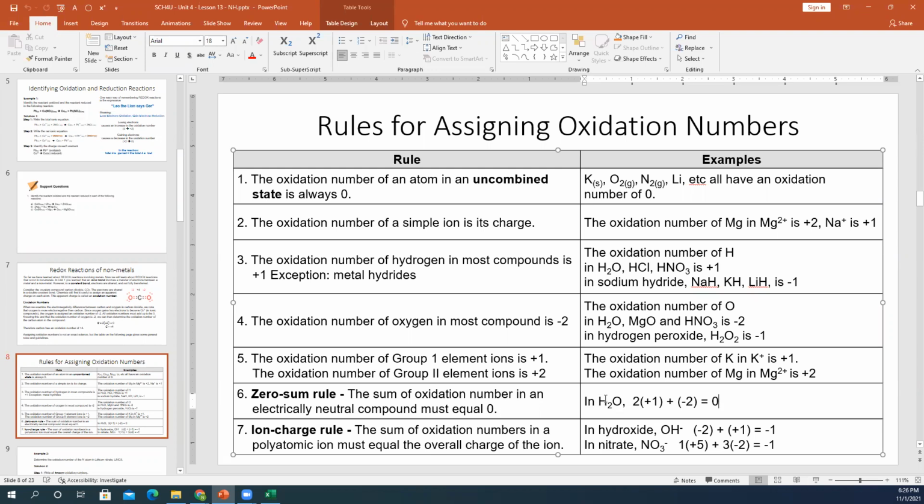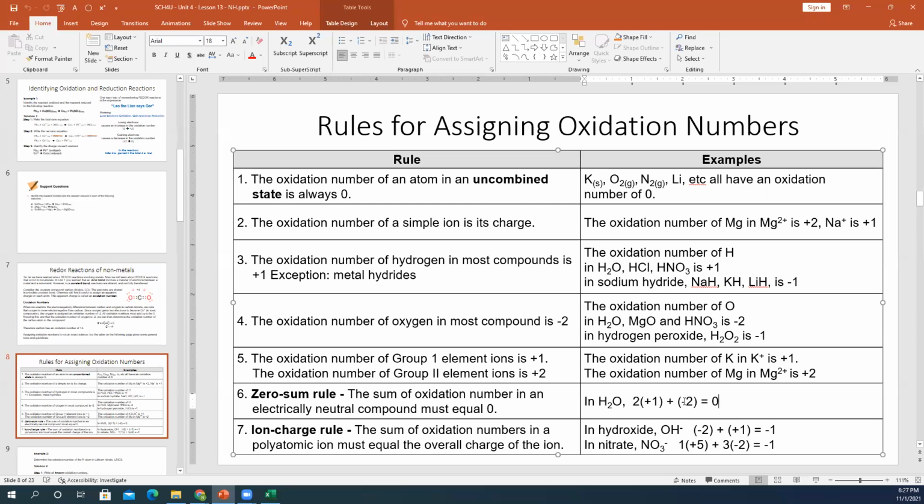Another example is H2O, this water molecule. H2O is neutral. It doesn't have any charge. So you can see that for hydrogen, the oxidation number is +1. If you recall, the oxidation number for hydrogen in most compounds is +1, except for these metal hydrides. So +1 for the hydrogen, and we have 2 of them, H2, so 2 times +1, plus for oxygen, it's -2.